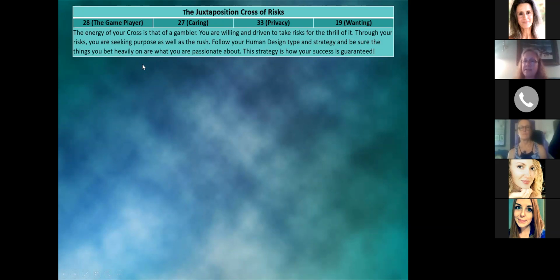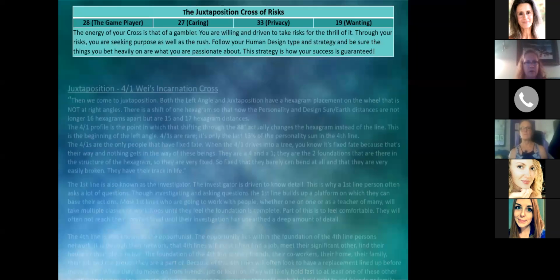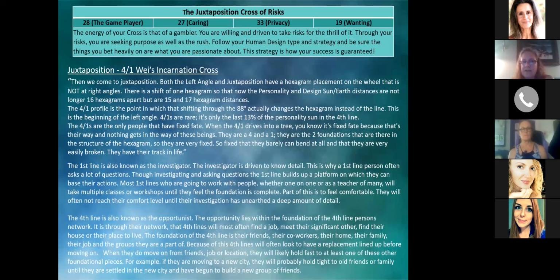Follow the human design type, which is generator, and strategy, which is to respond. And be sure the things you bet heavily on are what you are passionate about. This strategy is how your success is guaranteed. So with this cross, the juxtaposition is using the 4th line of the I Ching and the 1st line as well, creating this incarnation cross.